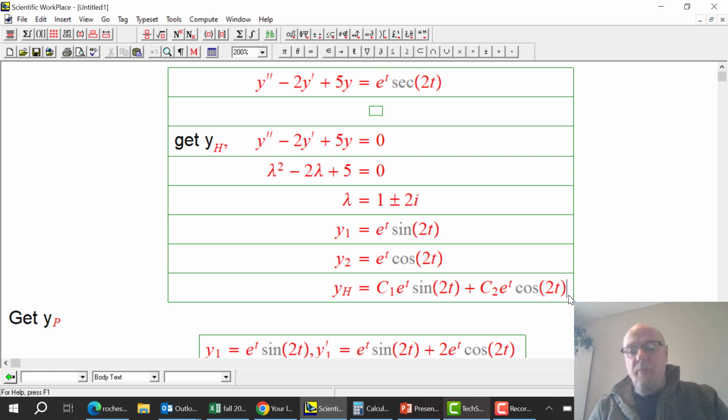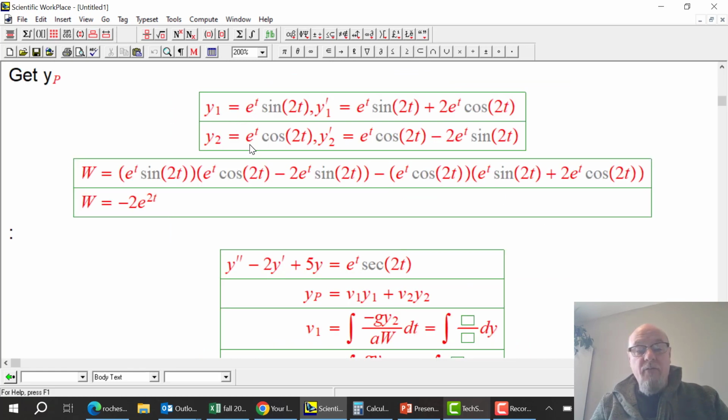Next step, get the particular solution. So we know two different ways of getting the particular solution. Unknown coefficients is an idea, but it's a bad idea for this one because there's no good guess that'll give us this secant. We have to go with variation of parameters. Unknown coefficients won't work. I have the y1 and y2, so I'm getting ready to do variation of parameters.